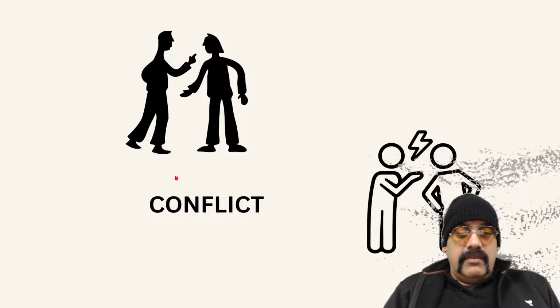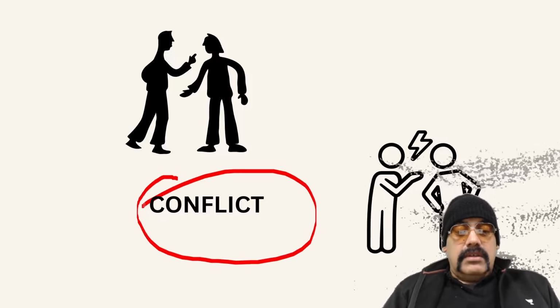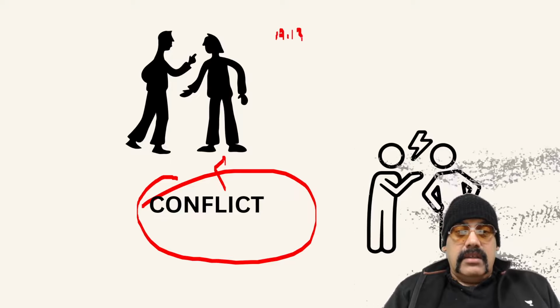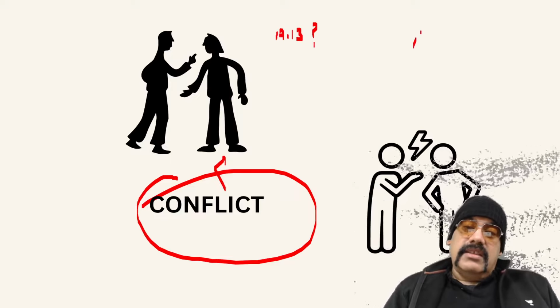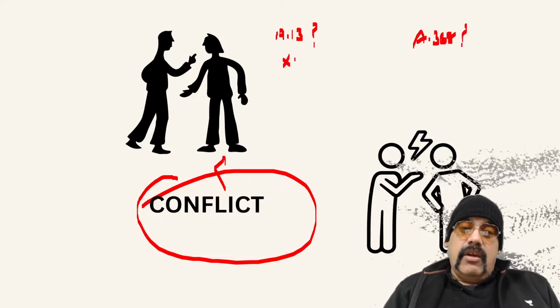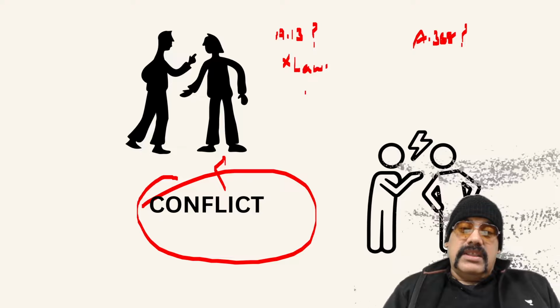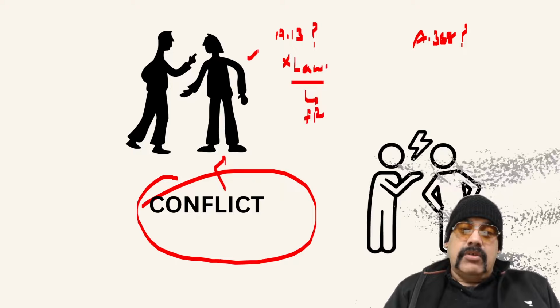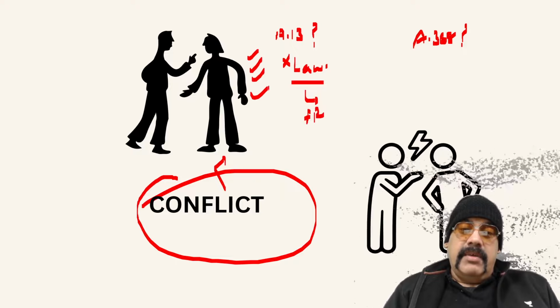So the first part of this chapter starts with conflict. Yes, there is an inherent conflict between Article 13 and Article 368. I hope this much is clear. Article 13 says the state cannot make any law which can violate fundamental rights, and when I say law, it automatically means order, action, legislation, amendment.